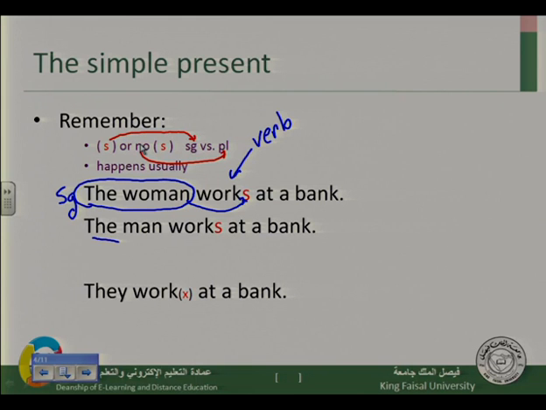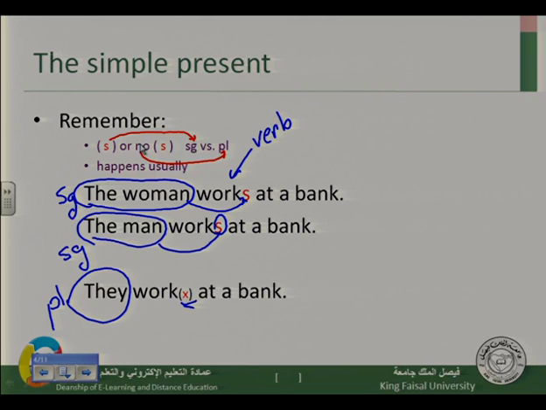Again, the man, also one person, a singular. There should be an S on the verb. The verb is works, and there's our S. At a bank. So it doesn't really have to do with being male or female. It just has to do with being either one subject or a plural subject, more than one. Right. Now let's say we have more than one subject. We use the pronoun they. That is a plural. Right? More than one. They work, notice, no S, at a bank.